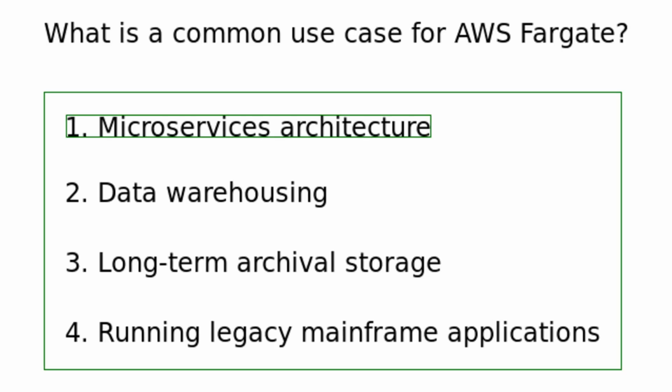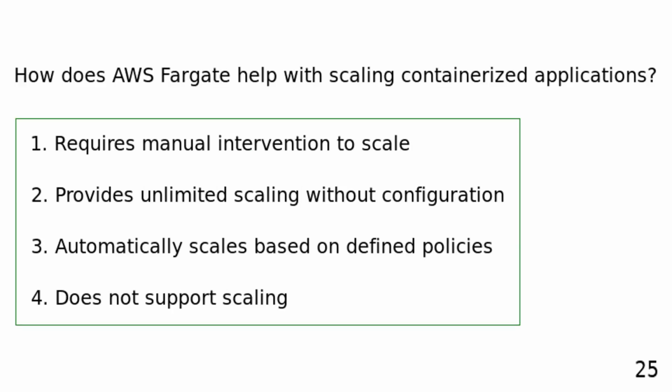A common use case for AWS Fargate is running applications based on a microservices architecture, as it simplifies container management. How does AWS Fargate help with scaling containerized applications? Requires manual intervention to scale. Provides unlimited scaling without configuration. Automatically scales based on defined policies. Does not support scaling.